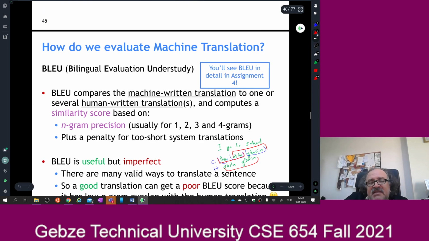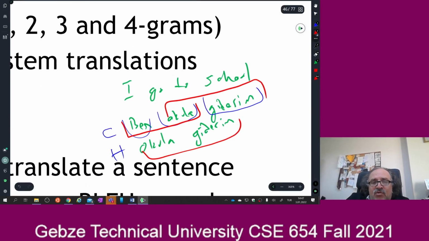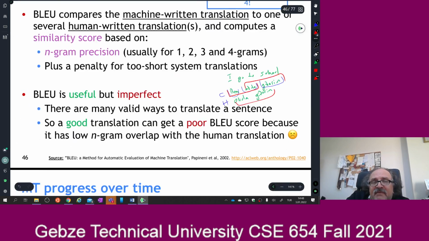It's useful, but it is not perfect, because which one is the more correct one? Ben okula giderim, or okula giderim, or okula gidiyorum. Maybe sabahları okula erken giderim, sabahları okula giderim. Sometimes we say this, sometimes we say that. The fact that there is no perfect overlap between these two doesn't mean that our computer produced a bad sentence, right? So that's why we say that there are many valid ways to translate a sentence.